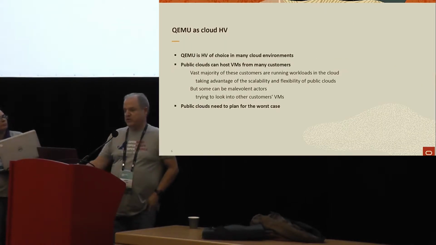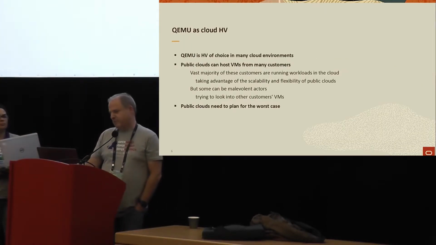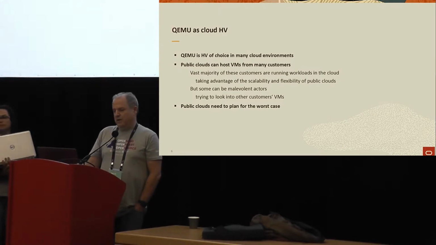So, first question is, why would we want to do this? The answer is, everybody knows this, that QEMU is a hypervisor of choice in a lot of public cloud environments, and public clouds can host VMs from many, many customers. Most of them are just trying to get work done, but there's a few people up there trying to be malevolent actors who want to snoop around either the host data or other tenants' VM data. And so public clouds need to plan for the worst case situations.